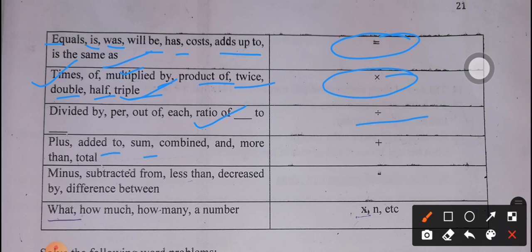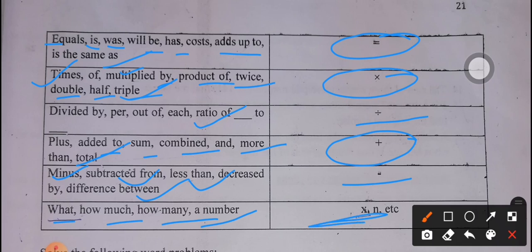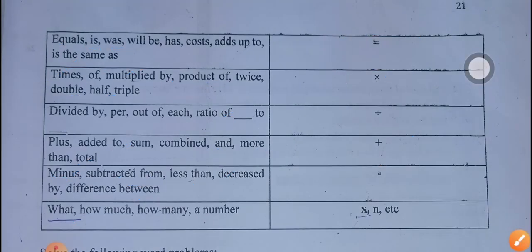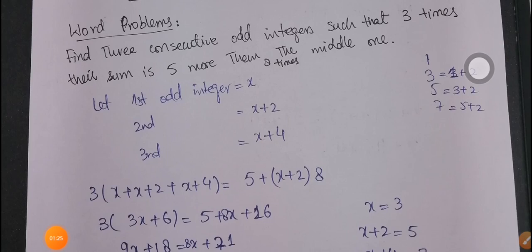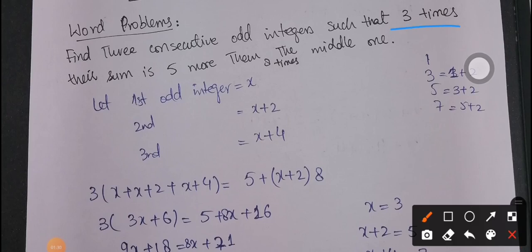Plus, added, sum, combined, more than, total: for this we use the operation addition. And whenever we have words like minus, subtracted, less, decrease, difference between, we go towards subtraction. And when we have unknown terms like what, how much, how many, what is the number, we use the variable for these expressions. So here is the word problem. Find three consecutive odd integers such that 3 times their sum is 5 more than 8 times the middle one.